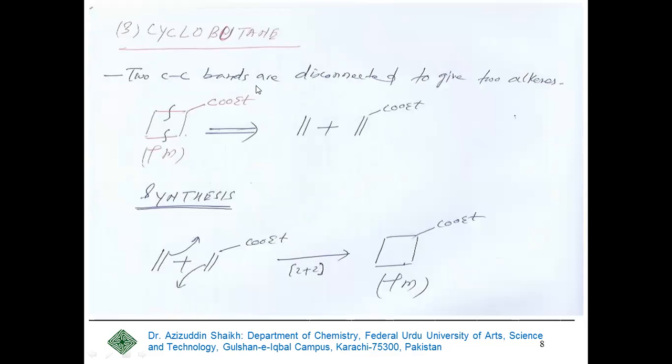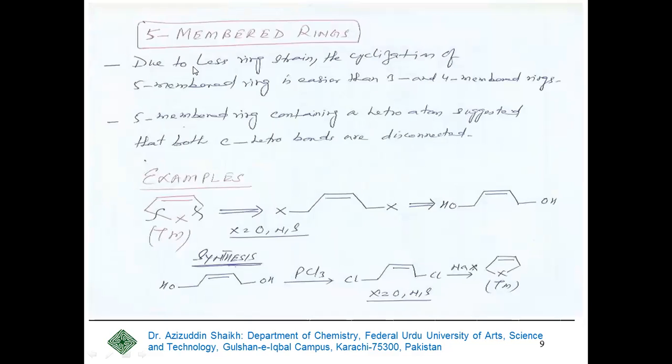Cyclobutane, two carbon-carbon bonds are disconnected to give two alkenes like this. The synthesis is a 2 plus 2 addition, and a 4-member ring will be obtained. Five-member rings, due to less ring strain, cyclization of 5-member rings is easier than 3- and 4-member rings. For a 5-member ring containing a heteroatom, it is suggested that both carbon-heteroatom bonds are disconnected. Example, these two bonds are disconnected.